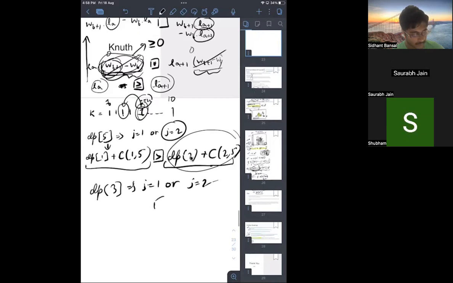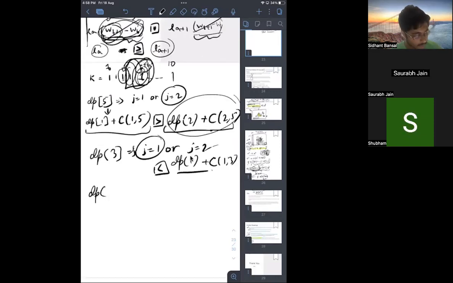Maybe J equal 2 actually becomes larger. That is, DP1 plus cost of 1, 3 is actually larger. So J equal 1 is actually better. In that case, I know my cutoff point is either the fifth position or the fourth position. So I'll try the fourth position also.